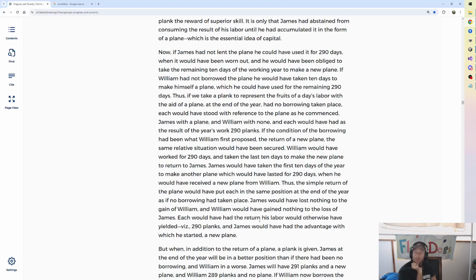Thus, the simple return of the plane would have put each in the same position at the end of the year as if no borrowing had taken place. James would have lost nothing to the gain of William, and William would have gained nothing to the loss of James. Each would have had the return his labor would otherwise have yielded, viz., 290 planks, and James would have had the advantage with which he started, a new plane.